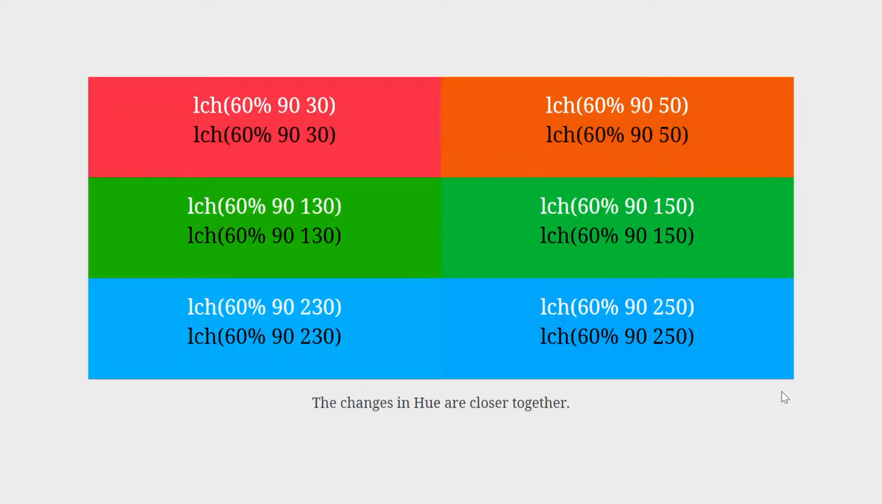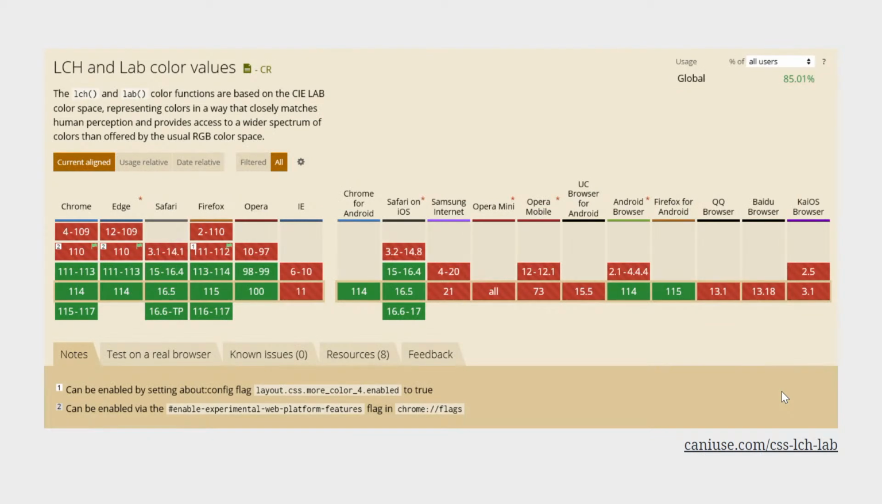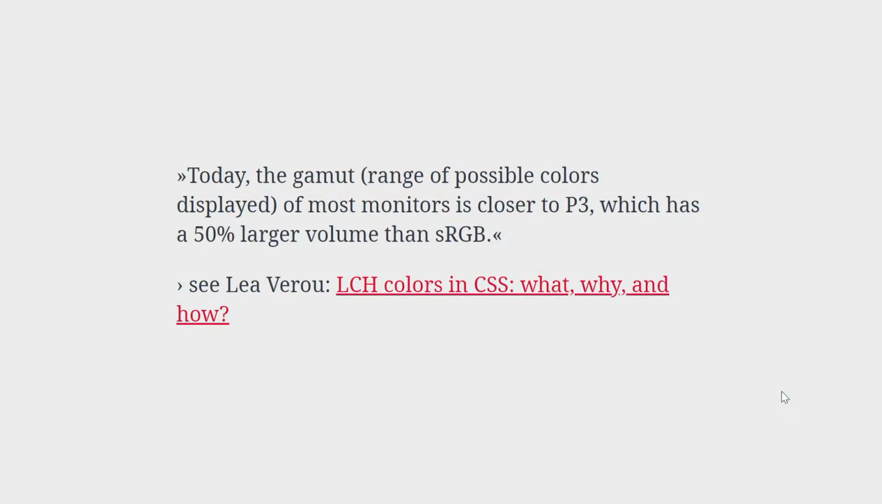In LCH or lab, this is supposed to be different, because now, when we change the hue, in this case the last variable, the third one, by 20, the colors are nearer together. It's much easier, if you want to manually change colors, to know what the change will be. Much easier than in other color spaces. You can already use these color spaces in modern browsers.